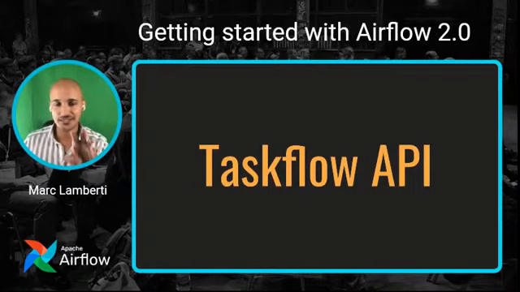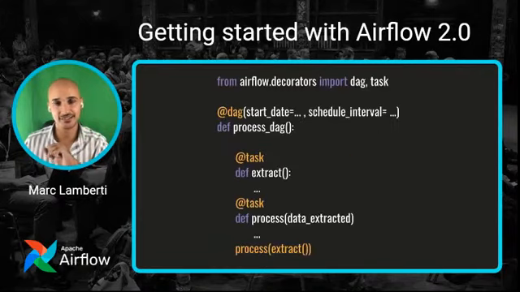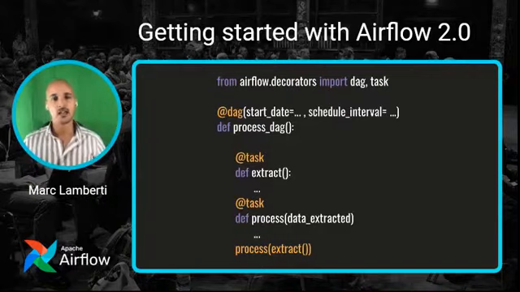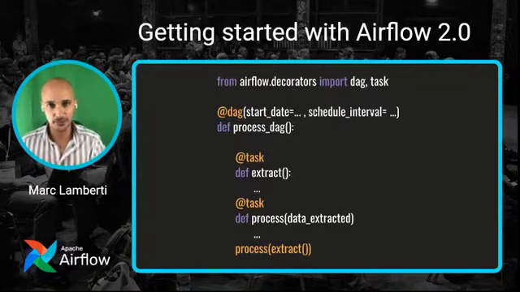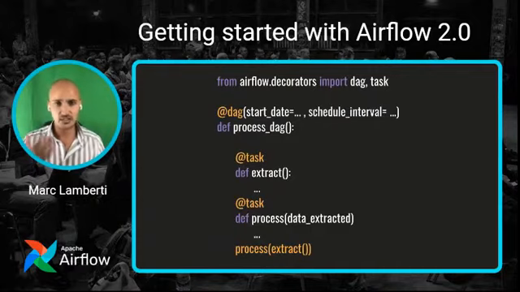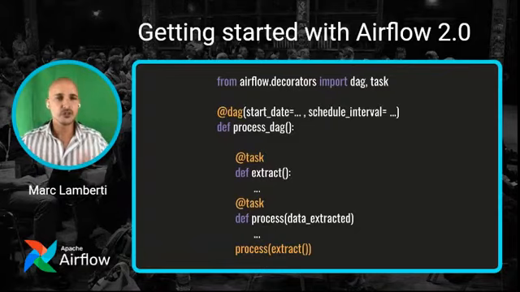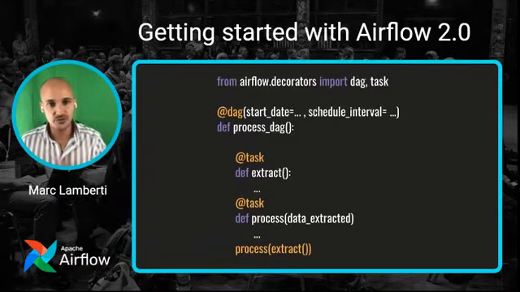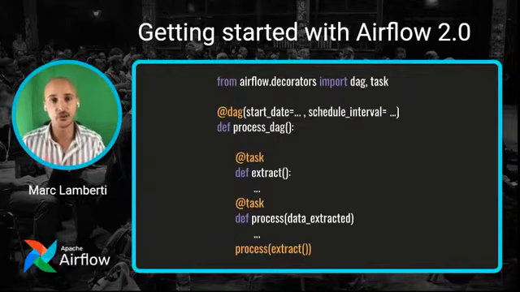Again, I strongly believe that an image is worth 1,000 words. So let me show you this. This is a DAG with the TaskFlow API. What do you need to create a DAG with the TaskFlow API? First, you need two decorators, dag and task. To instantiate a DAG with the TaskFlow API, you just need to use the DAG decorator.